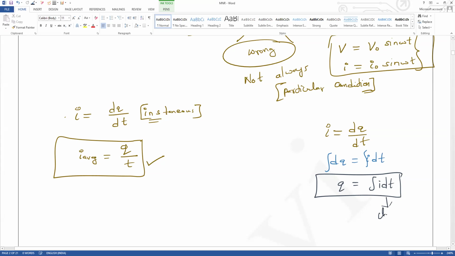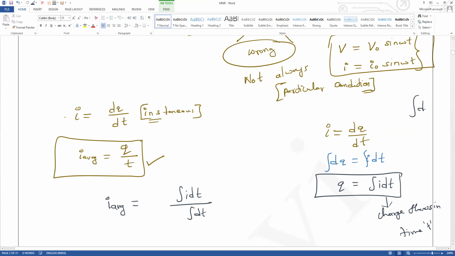So what is the meaning of it? The charge flows in how much time? In time interval t. Is it right or wrong? So I average is equal to integral I dt divided by t.